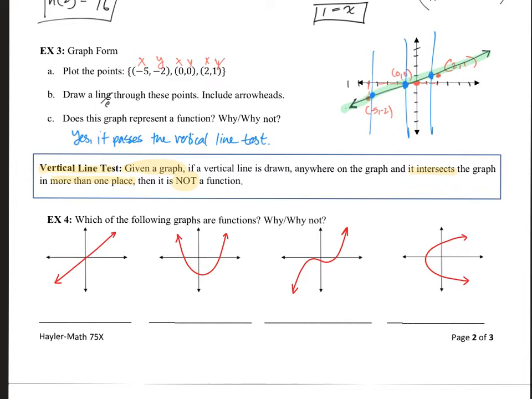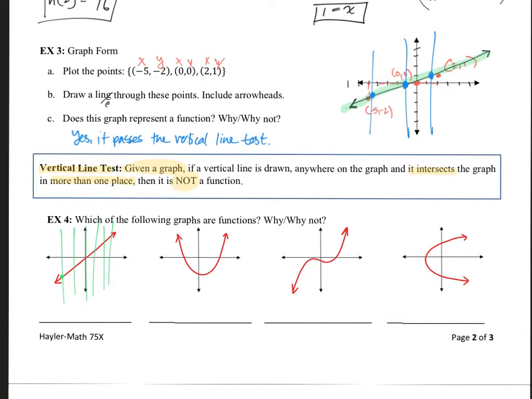So for example 4, take some time and try practice drawing out the vertical line test. Pause the video and check back in with me in a second. Alright, so hopefully you've tried this by yourself. Which of the following graphs are functions? Why or why not? So the nice thing is, we have the vertical line test, and we have graphs. So let's go ahead and check this. For the first one, if I drop a line, that only hits in one place. Let's go ahead and drop a few more lines. Does it ever hit in more than one place? No. So this is a function.